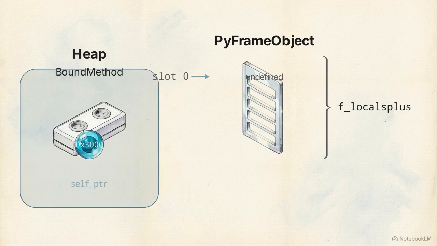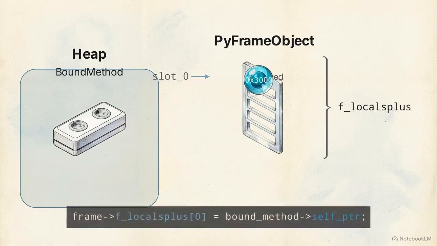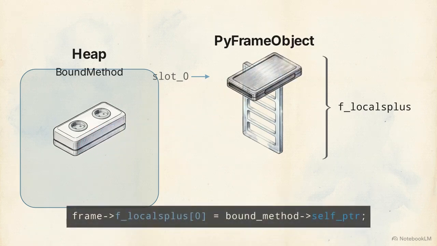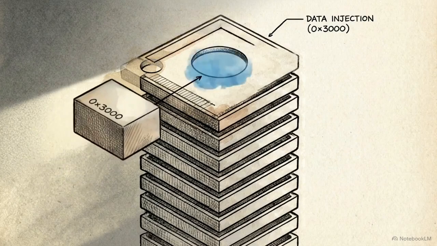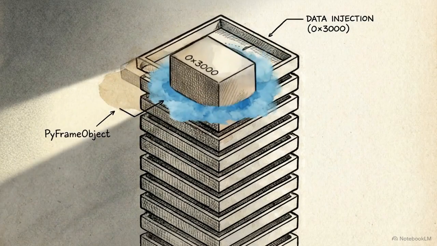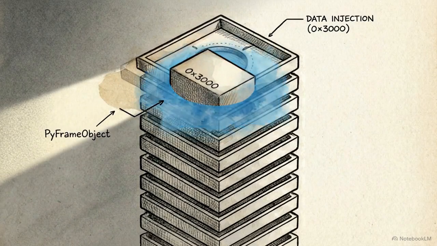The runtime now unpacks the self pointer from the temporary bound method bridge we just built. That pointer is injected directly into slot 0 of the execution frame, overriding the undefined state with the address 0x3000. This specific injection event is the physical manifestation of self. It is a memory address mapped to an index slot.